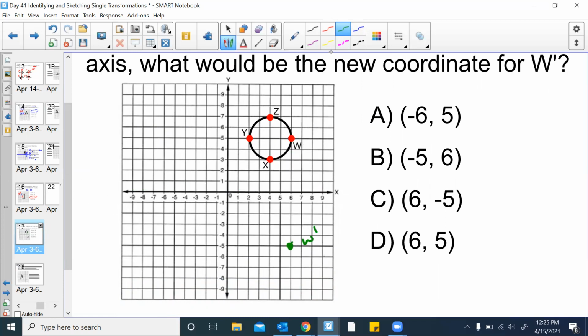We don't need any of that work. Let's go ahead and figure out what this point is. So we come 1, 2, 3, 4, 5, 6, it looks like. So we'll have 6, comma. And as we know, we went down 5, so negative 5. So 6, comma, negative 5.